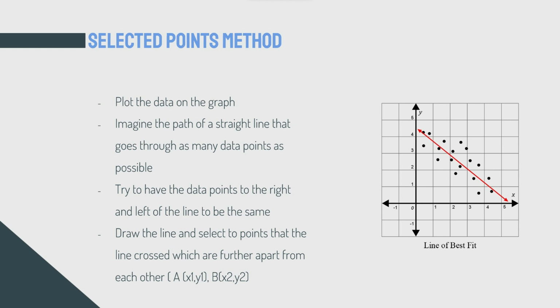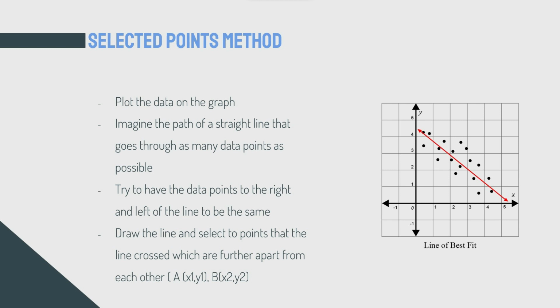Then there are some things to keep in mind while drawing the line. Firstly, if it's a linear fit, then it should be a straight line. That straight line should go through as many points as possible. So you can see the line is touching some points. You have to touch as many points as possible.